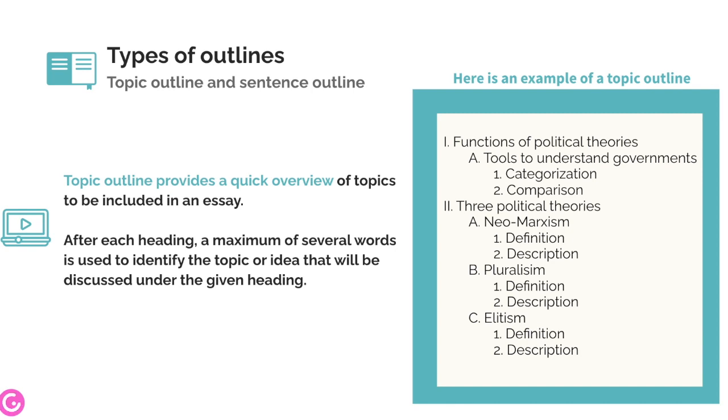Look at the syllabus from one of your subjects. It is probably the equivalent of a topic outline, with topics listed for each unit and readings and assignments under each. After each heading in a topic outline for an essay, a maximum of several words is used to identify the topic or idea that will be discussed under the given heading.